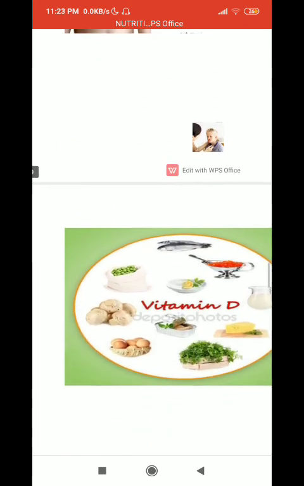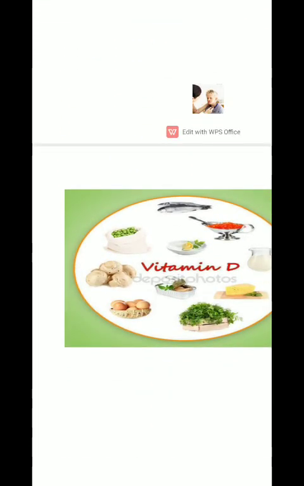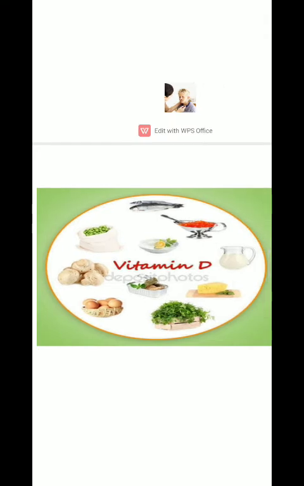Now, the food items which are rich in vitamin D are fatty fish, mushrooms, sour cream, egg yolk, butter, milk, yogurt. People get vitamin D through food and by exposure to sunlight.